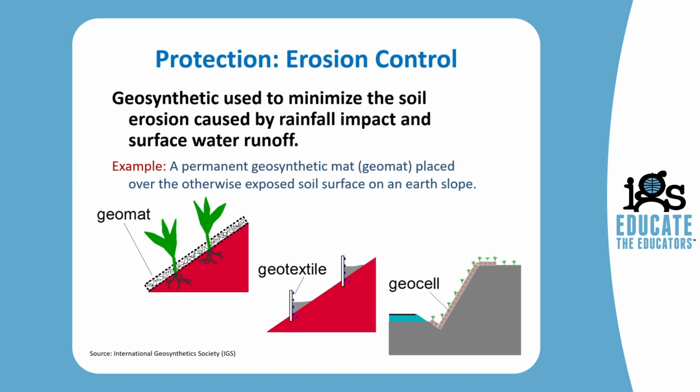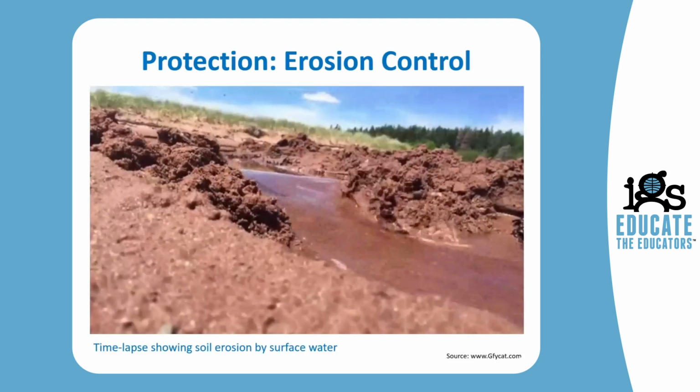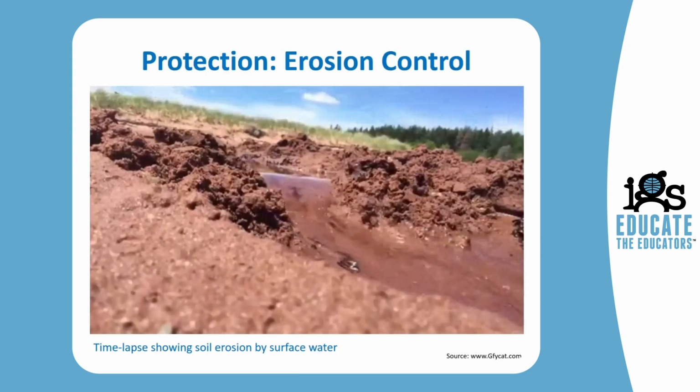In the middle picture is an example of a silt fence that typically involves the use of geotextiles. And in the picture on the right is a more robust type of erosion protection, in this case involving geocells, protecting the side slope next to a roadway. And this is a time lapse showing soil erosion by surface water, just to illustrate the significance of inappropriate erosion control.